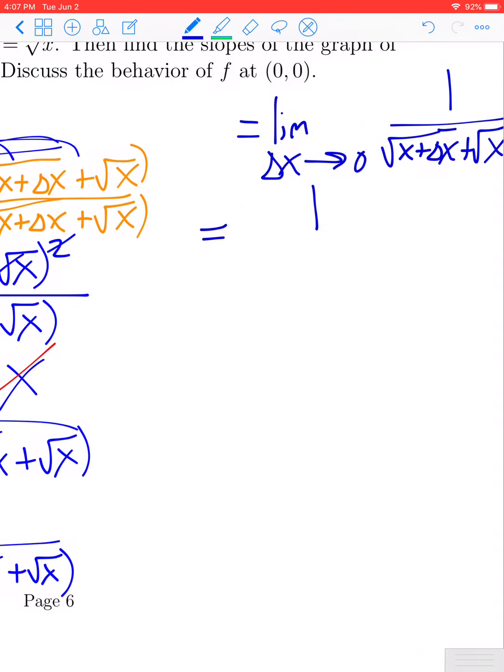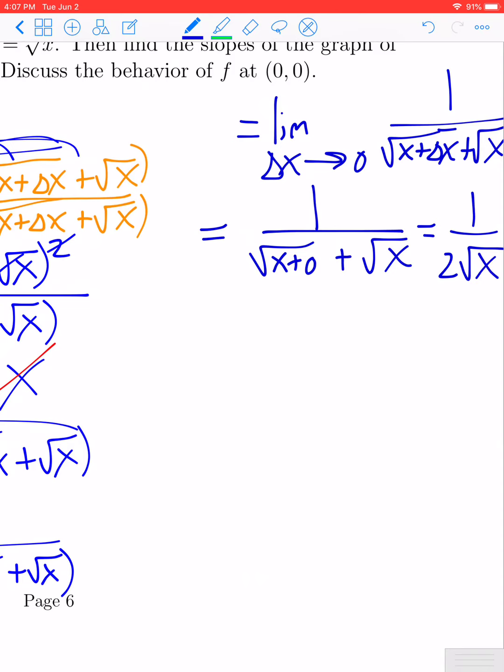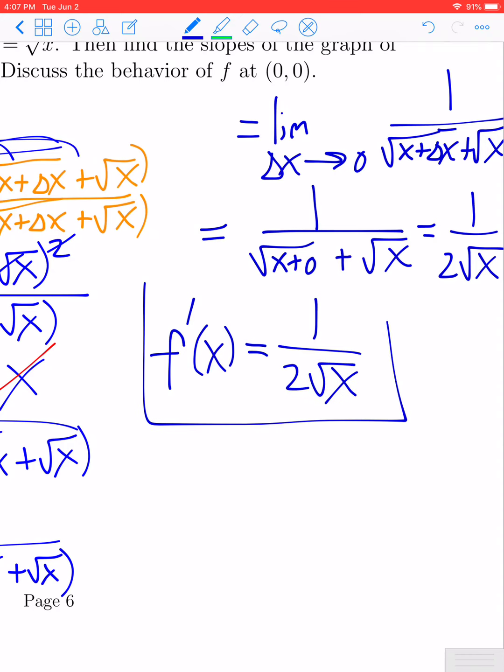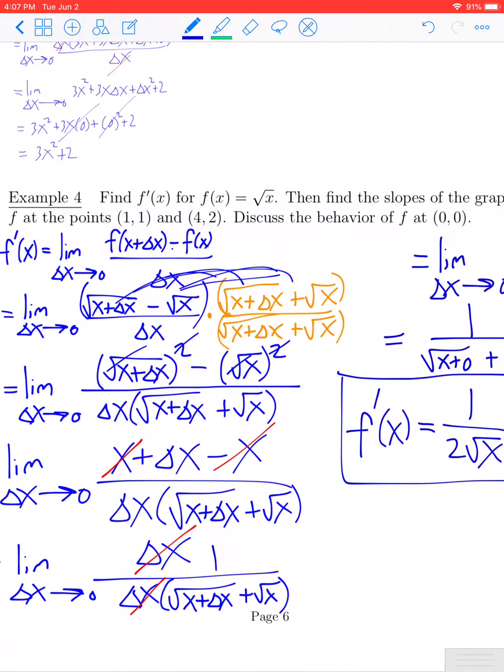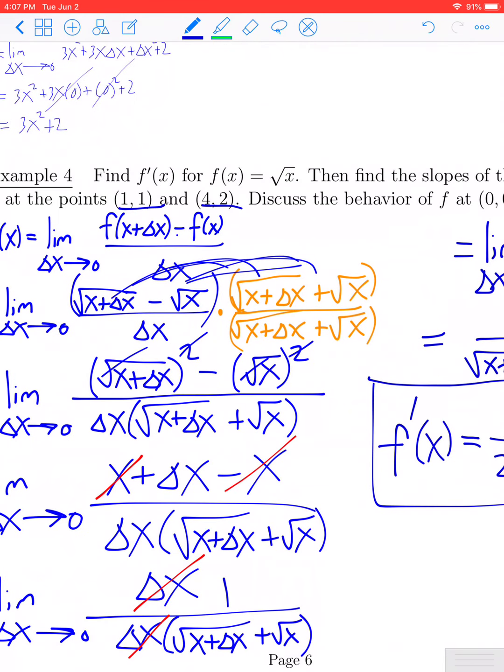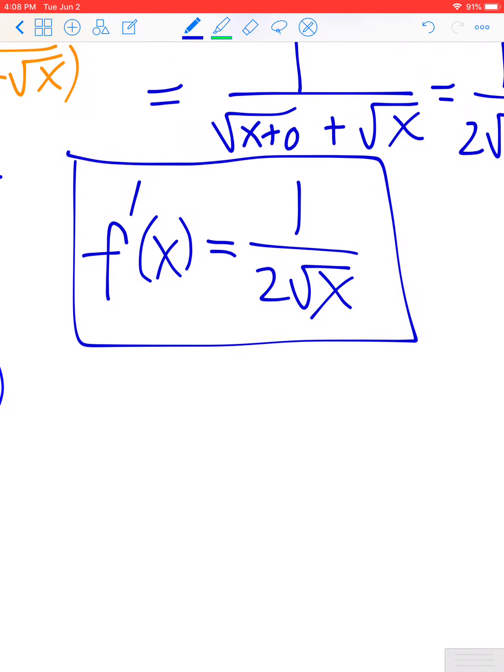So now we should be able to take the limit. Everywhere you see a delta x, plug in 0. So this is going to be 1 divided by the square root of x plus the square root of x, which is 1 over 2 square roots of x. So the derivative of the square root of x is equal to 1 divided by 2 square roots of x. So that's the first part. They also ask us to find the slope of the graph of f at the points (1, 1) and (4, 2). Let's do that. That comes from the derivative.